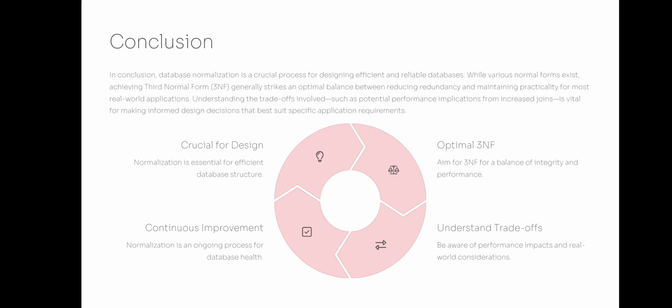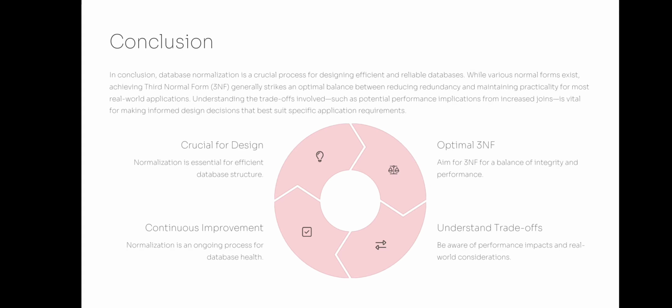1NF, first normal form, eliminates repeating groups, ensuring atomic values in the columns. 2NF removes partial dependency by separating attributes that depend only on part of a composite primary key. 3NF, or third normal form, eliminates transitive dependency, ensuring all non-key attributes depend directly on the primary key.